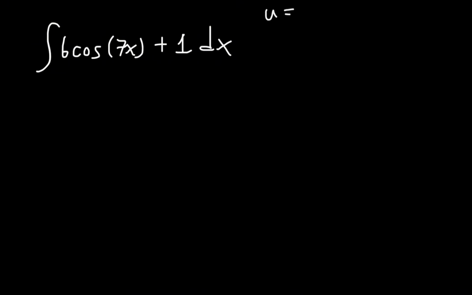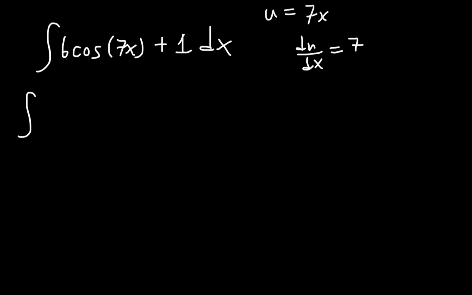Now let's try something trig. So find the indefinite integral of 6 cosine of 7x plus 1 dx. So again, we're going to use u substitution. So let u equal whatever is inside the cosine. So let u equal 7x, and du over dx equals, so the derivative of 7x is just 7.